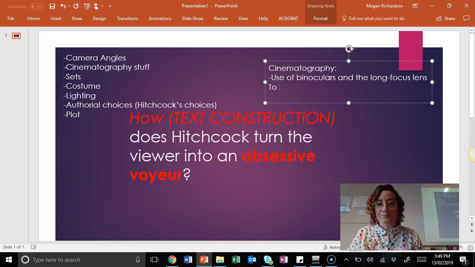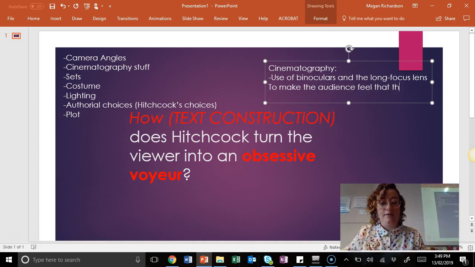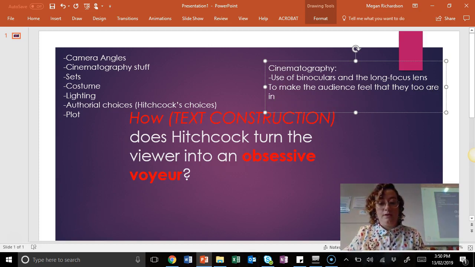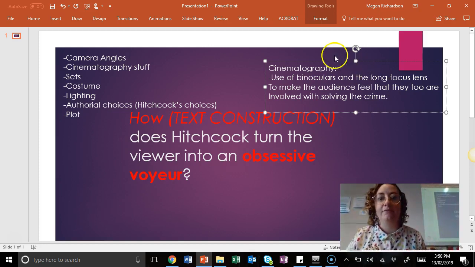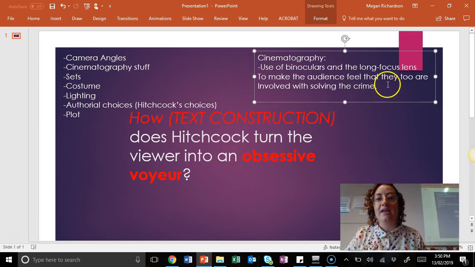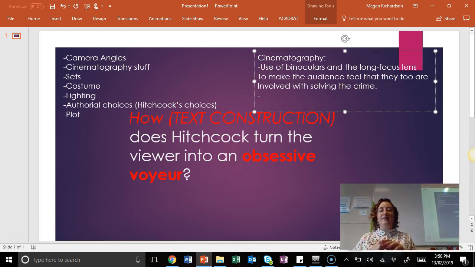To make the audience feel that they too are involved with solving the crime. You know, that they're watching, that they are kind of Jeff watching the crime. All right, what other cinematography things are used? I'd like to use one that's very different from a shot. At the start when the camera goes into everyone's window, he's inviting us in. Yeah, the initial pan, going through the frame and then into the pan.